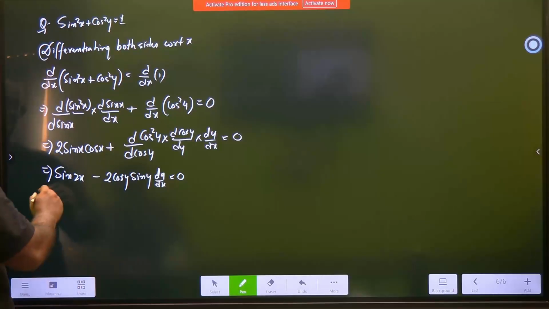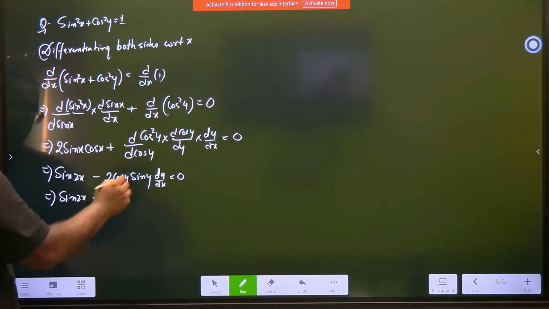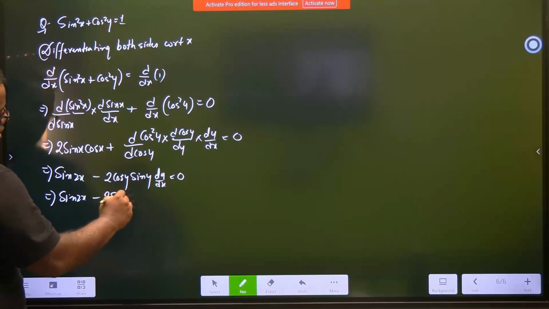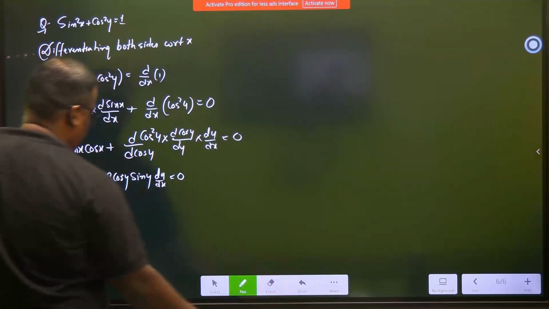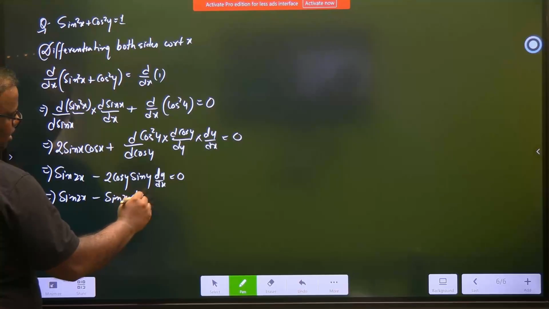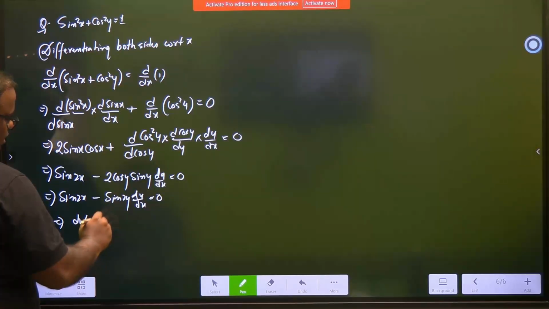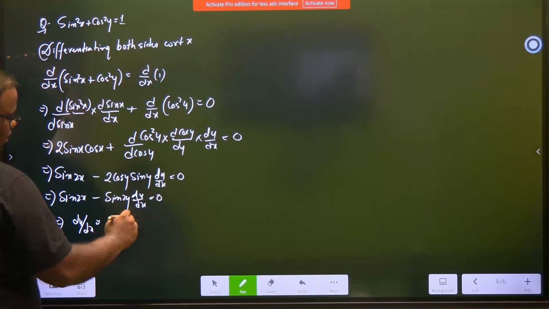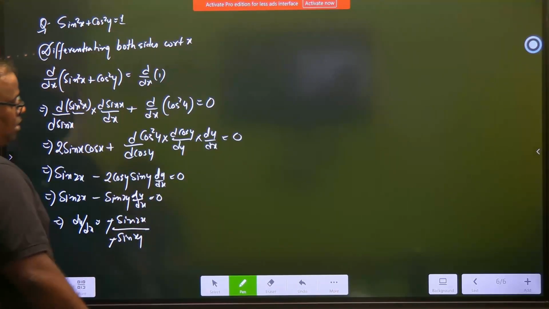Right? So this is sin 2x minus sin 2y dy by dx is equal to 0, or dy by dx is equal to negative sin 2x divided by negative sin 2y. Check.